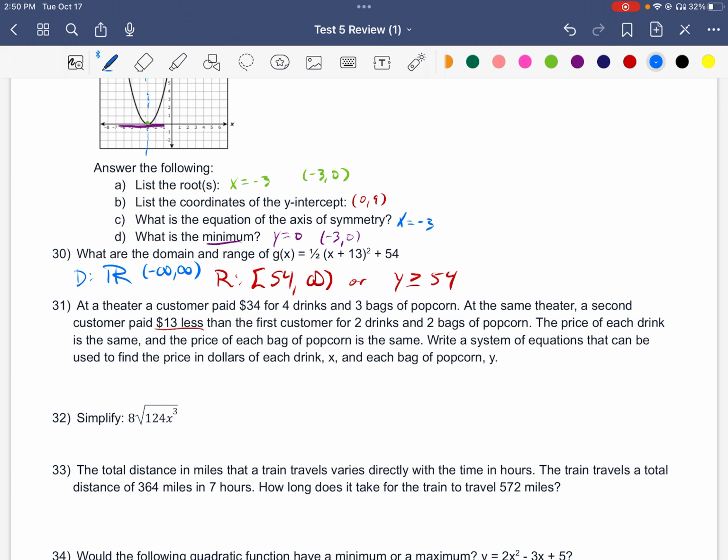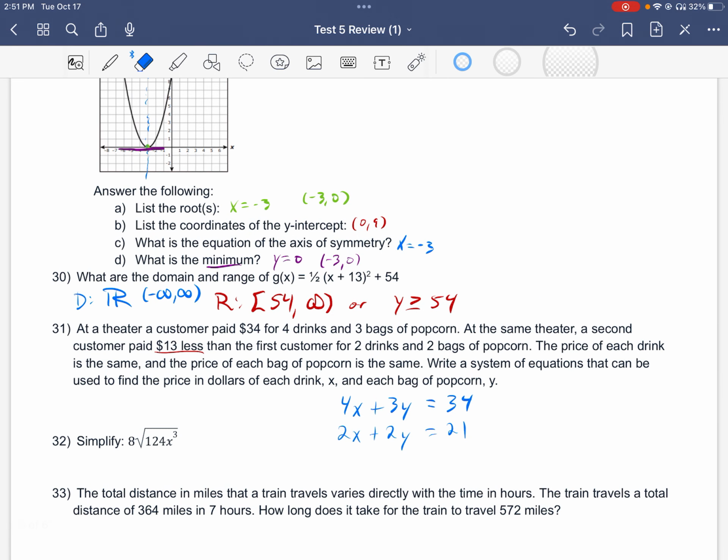All right, so I know that 4 drinks, so 4X, plus 3 bags of popcorn was equal to 34 for the first person. The second person bought 2 drinks and 2 bags of popcorn, and they paid $13 less than the first customer. That means they paid $21. It's just asking us to set it up, so that would be our setup. You could type it in Desmos if you wanted to and find the cost of each one, but it's not asking me for the cost, so that's fine.